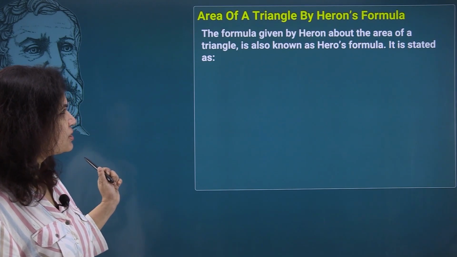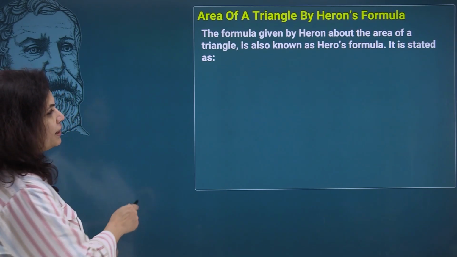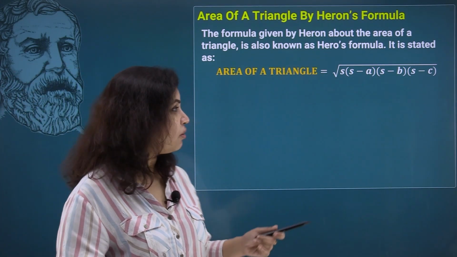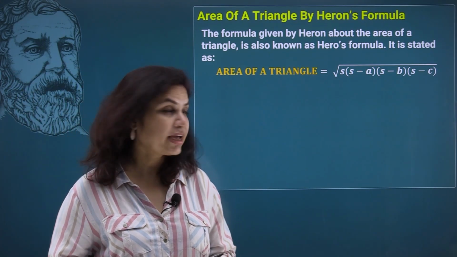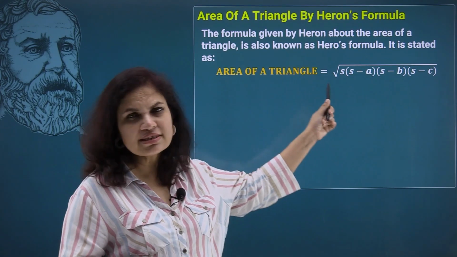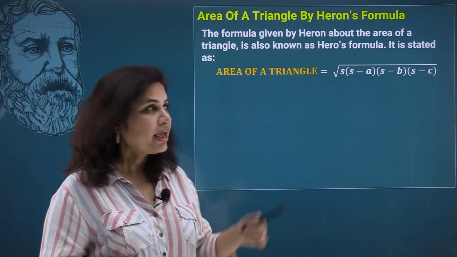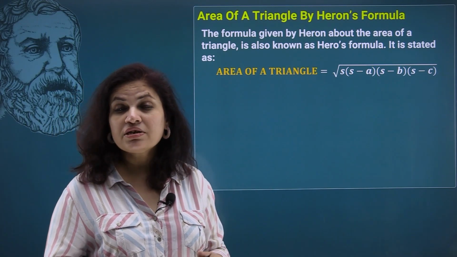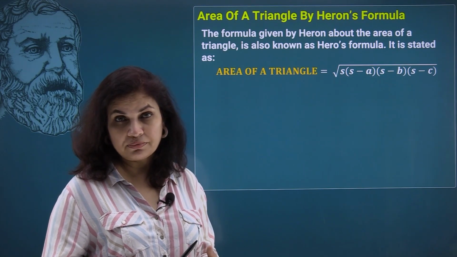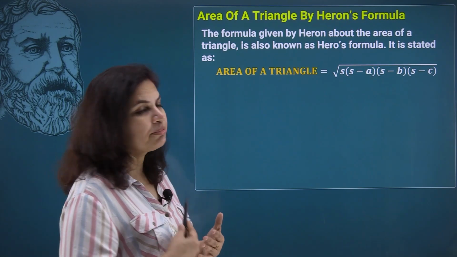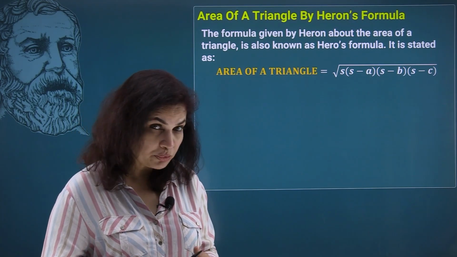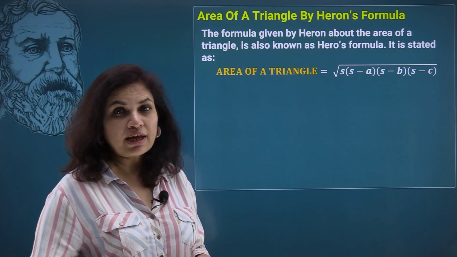What does the formula state? The formula given by Heron is: area of a triangle is under root of S into S minus A into S minus B into S minus C. Now what are this S, A, B and C? A, B, C are the different sides of different magnitude of a scalene triangle. And the same formula can be applied for an equilateral triangle and an isosceles triangle as well. We'll come to that later.